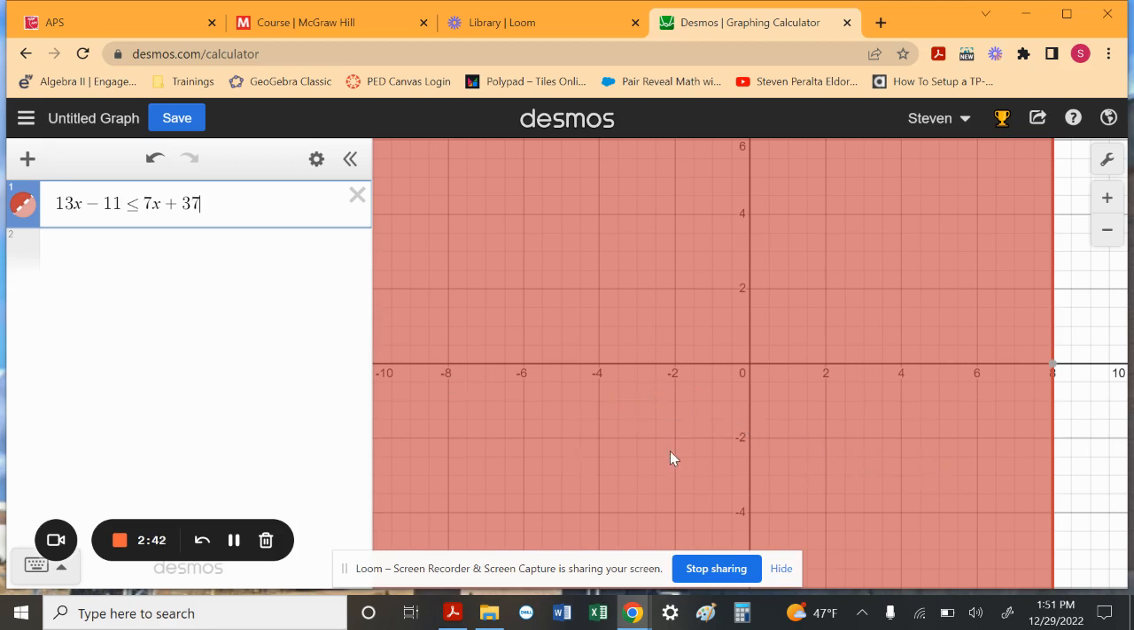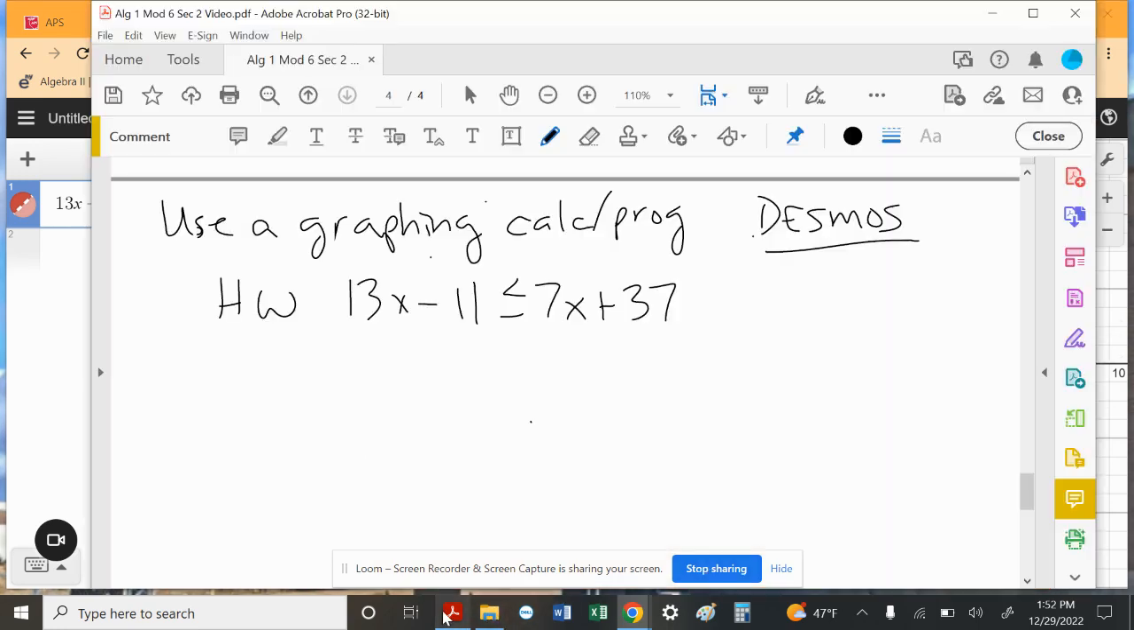So notice it graphed it. It didn't just do a line graph, it did kind of an area graph. But notice here, there is a solid dot there. That tells me that it is less than or equal to. It's everything to the left of 8. So if we were to write down the solution to that one, the solution would be x is less than or equal to 8. If I were to go through all the steps, I would figure that out for that particular problem.